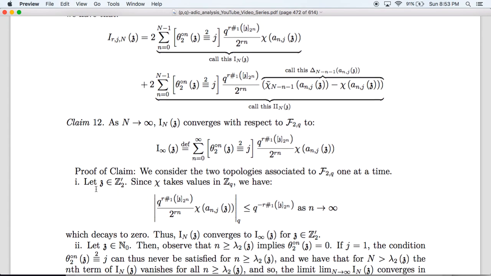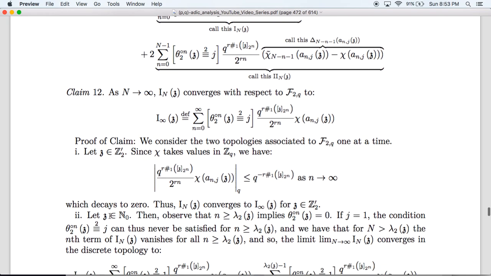Let z be in z2 prime. Then, since chi takes values in zq, we can take the q-adic absolute value, we get this estimate, and this will decay to 0 as n goes to infinity because z is in z2 prime. Thus, this series has terms which tend to 0 q-adically as n goes to infinity, which then tells us that this series converges q-adically for z in z2 prime.